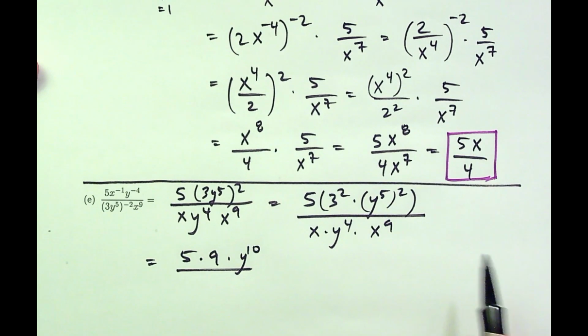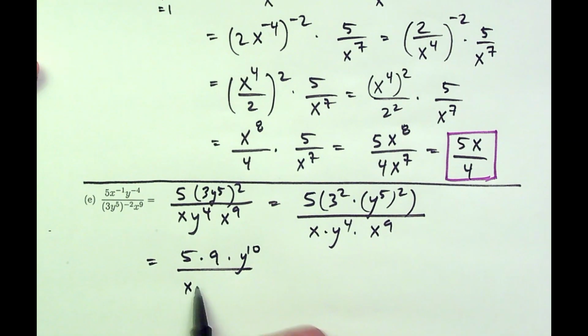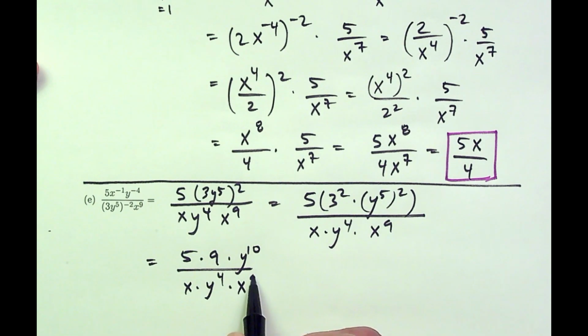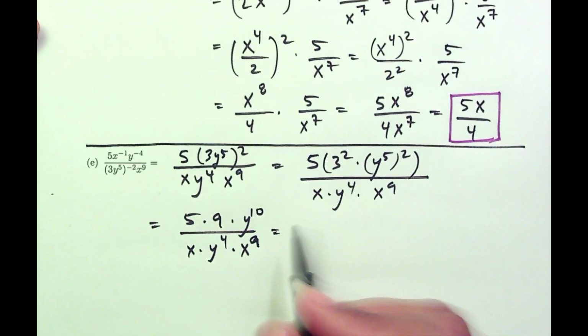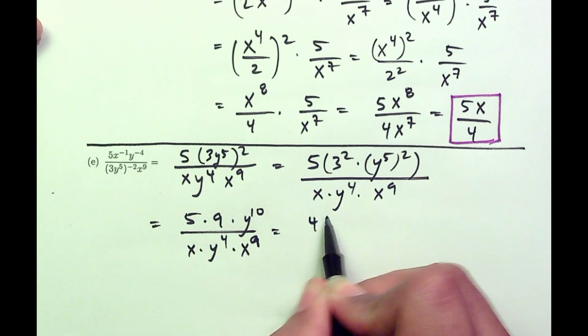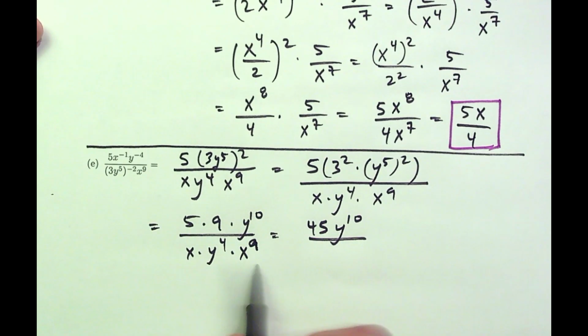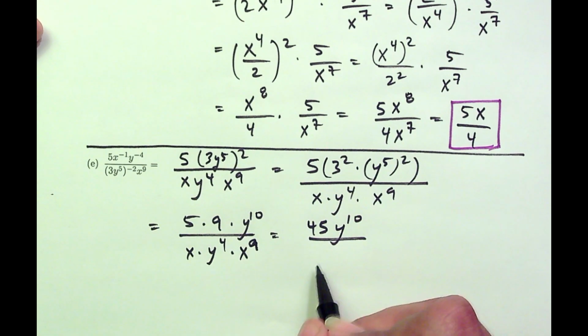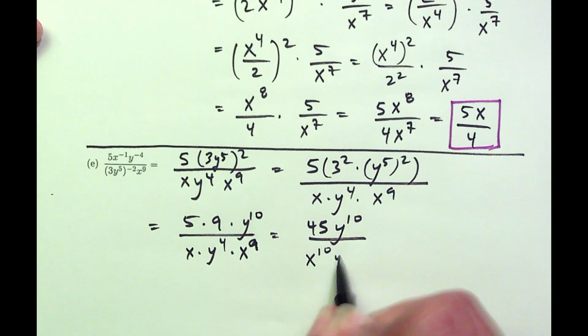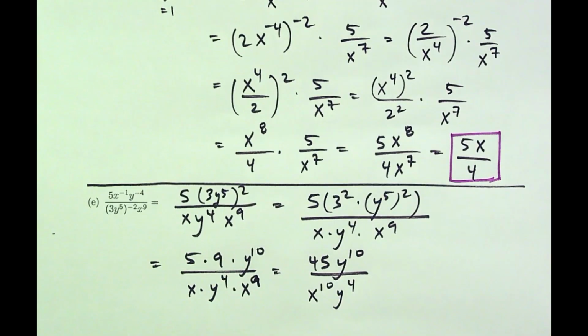All that over x. So I'm not doing anything yet to the bottom. You can simplify it if you want to. I'm going to do it in the last step. And in the last step, I'm going to combine things. Now, 5 times 9 is 45. And then I can combine these x's. X to the 1 and x to the 9, that's x to the 10. Y to the 4.